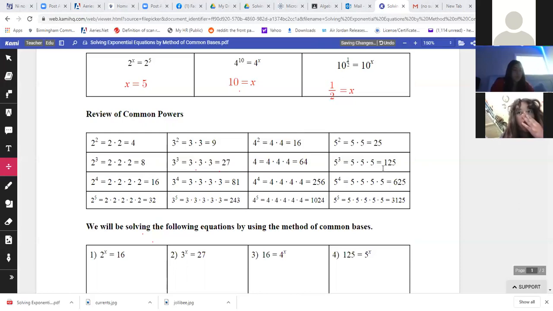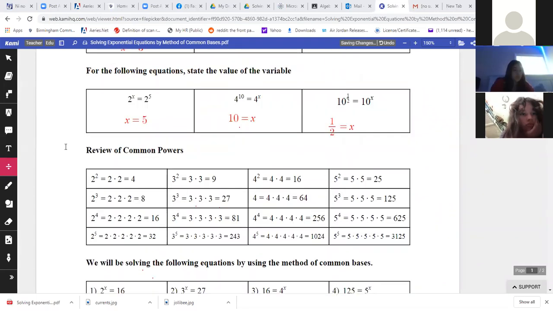So what we're going to be doing is we're going to be solving exponential equations. So this is new for basically all of you, I think. So if we look here, okay, Waldo, you just joined, right?